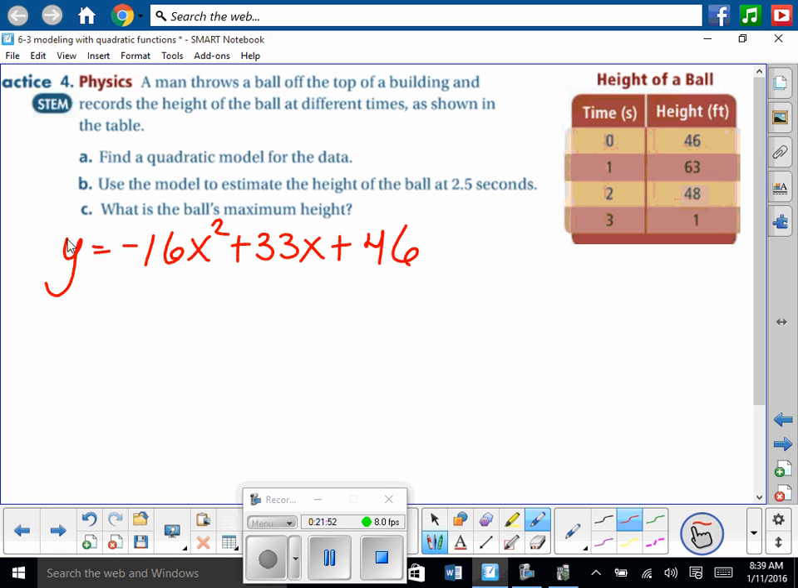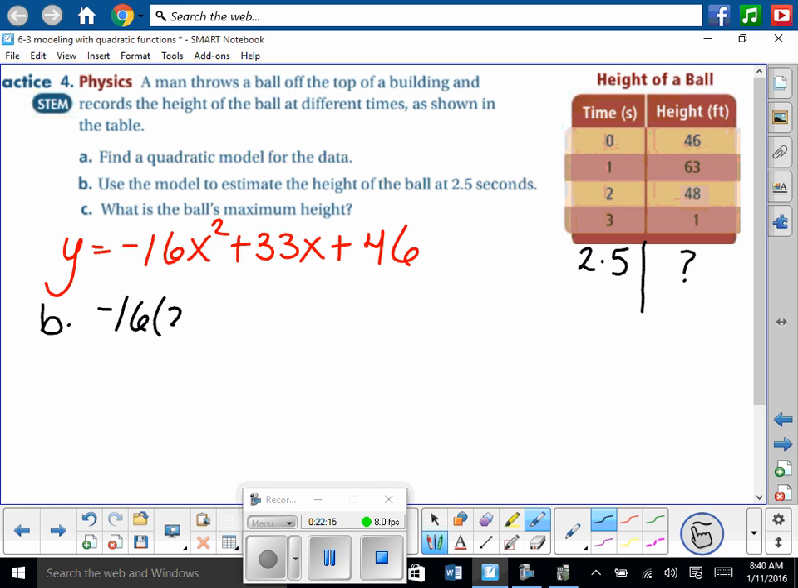So now we can find many things about the quadratic. It says, let's do B first. So B says, use the model to estimate the height of the ball at 2.5 seconds. So now we want to know what's the height of the ball at time 2.5. Are we looking for the y that matches that 2.5? Yes. So how do we find that? Just by plugging it in, right?